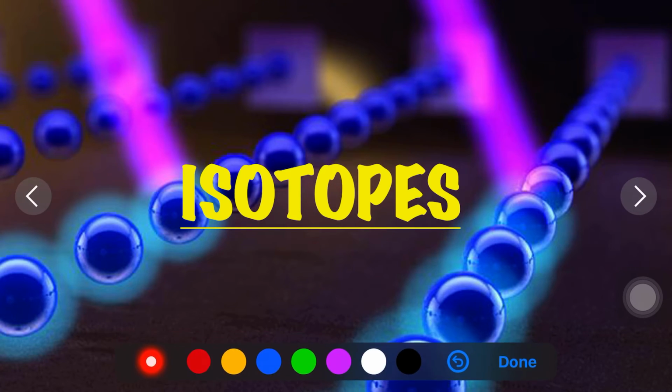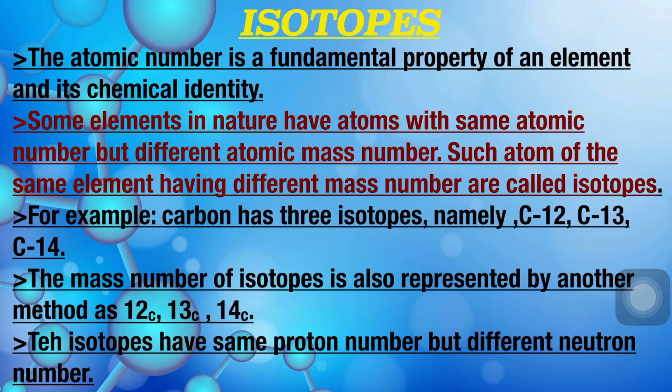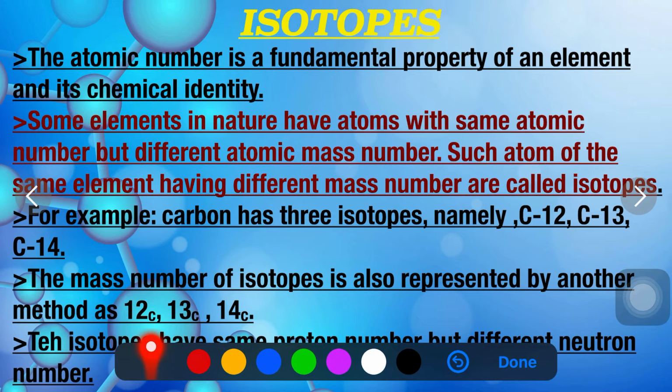What are isotopes? Students, the atomic number is a fundamental property of an element and its chemical identity. I had already informed you about atomic number. It is denoted by the symbol Z, capital Z. Elements are placed in increasing order of atomic number. So, atomic number is the fundamental, most important property of an element.